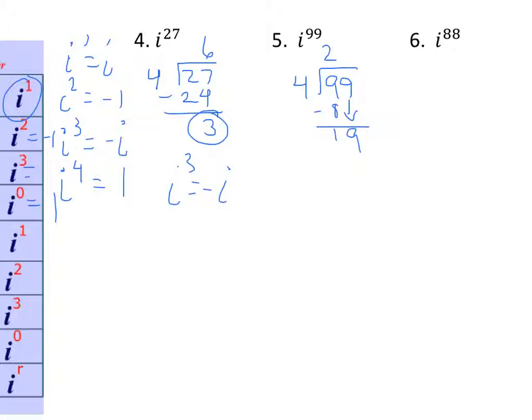How many times does 4 go into 19? 4, with another remainder of 3, so that's i to the third, which is negative i. Now you can do this in your head or just figure it out. This is a remainder of 0, so that means it's i to the fourth. Yeah, i to the remainder of 0 is the fourth one, so you get 1, okay? These are things you'll need to practice.